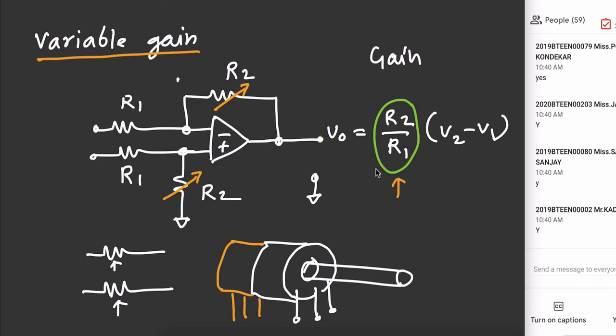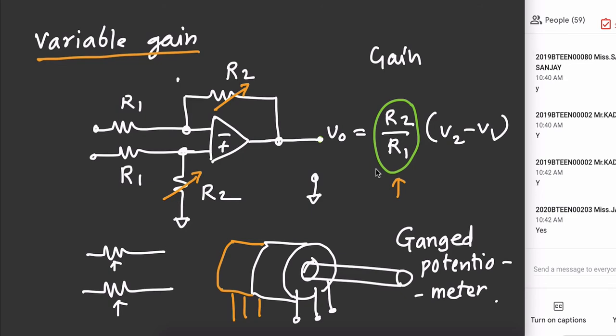Everybody understood this? This is called a ganged potentiometer. Okay, fine. Aarti, Sakshi, Amol. Good.